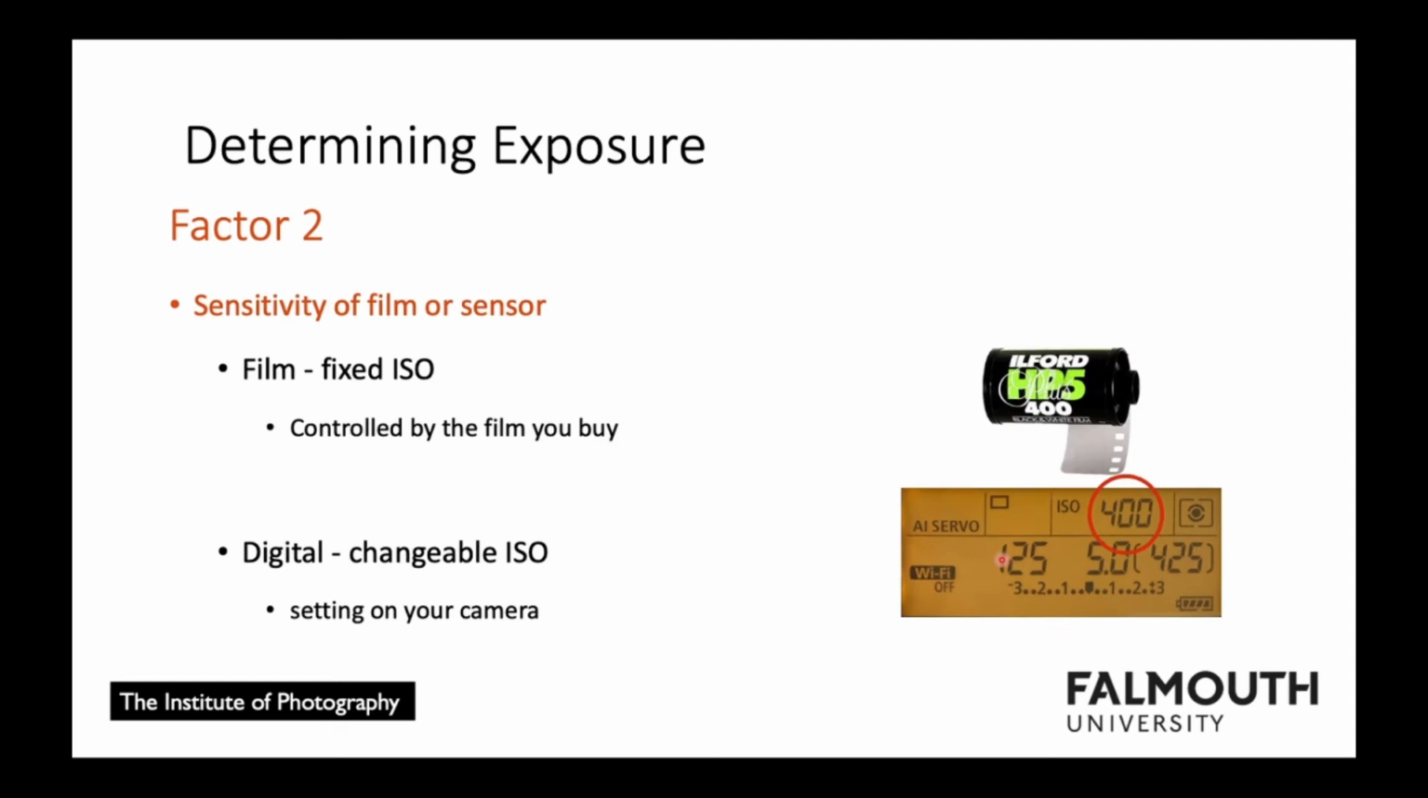Factor 2, that's the sensitivity of the film or sensor. The film, it's a fixed ISO, so you buy a speed of film, either 400 or 125 or even 3200 speed film. Digital, it's changeable ISO. You can change it from shot to shot to shot, okay? This one is set to 400 at the moment.